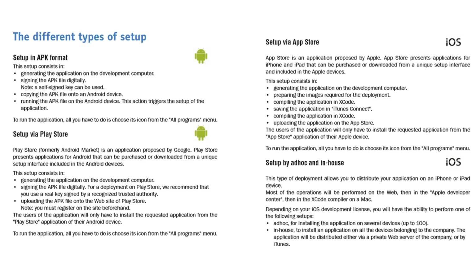Now we will see the different types of setup. First is setup in APK format. For Android mobiles, you need .apk file. Now this setup consists first generating the application on development computer, signing the APK file digitally. Note, a self-signed key can be used also. Copying the APK file onto an Android device. Running the APK file on the Android device. This action triggers the setup of the application.